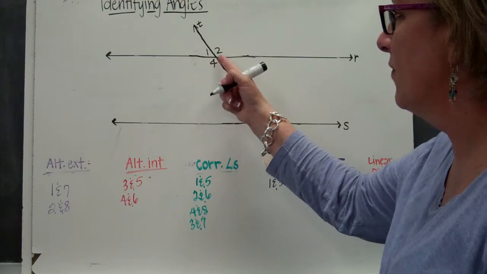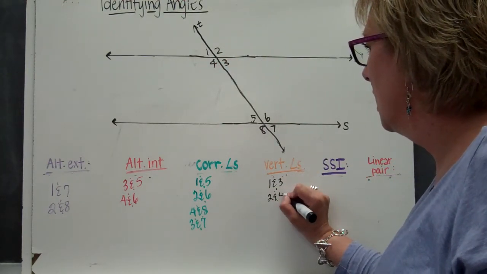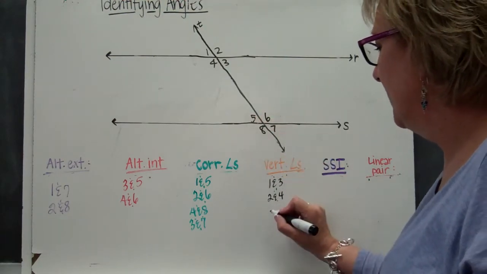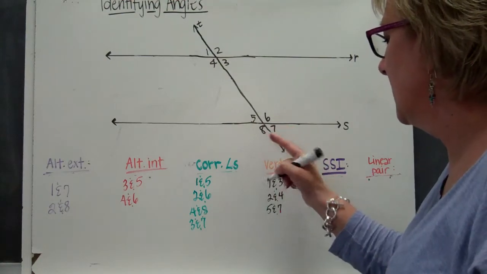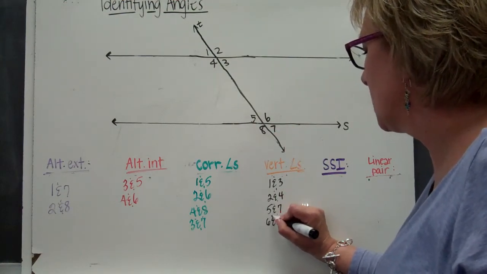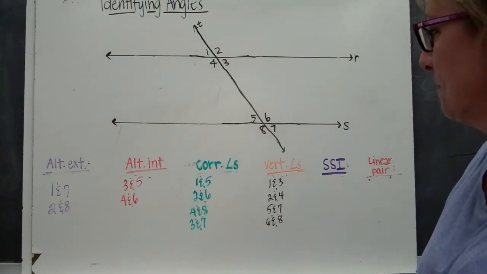Just like 2 and 4 are kissing each other, and that's going to be 2 and 4, 5 and 7, 6 and 8, and do not forget, these are also going to be congruent or the same measurement.